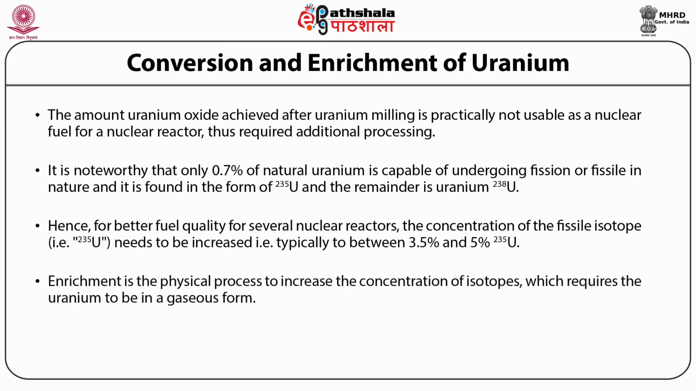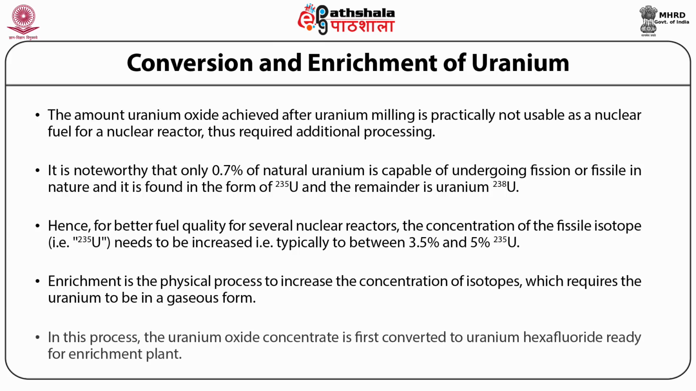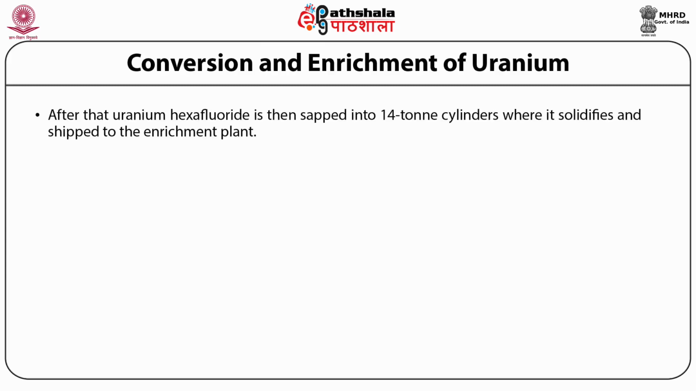Enrichment is the physical process to increase the concentration of isotopes, which requires the uranium to be in a gaseous form. In this process, the uranium oxide concentrate is first converted to uranium hexafluoride ready for the enrichment plant. After that, uranium hexafluoride is then shipped in 14-ton cylinders where it solidifies, and shipped to the enrichment plant.